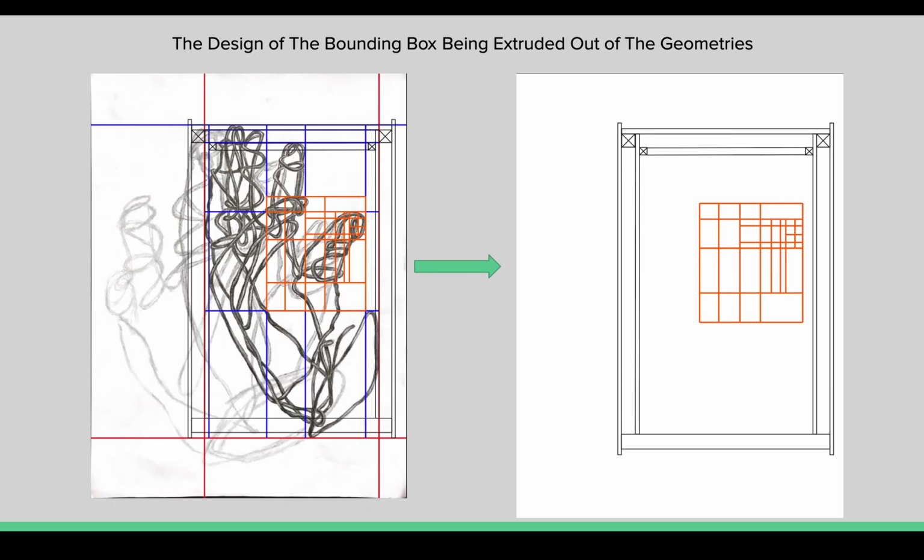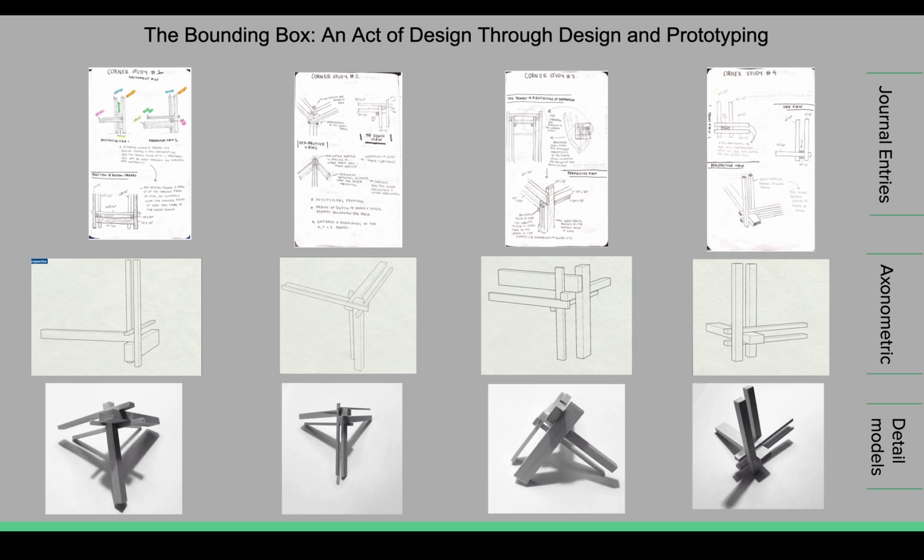I used the geometries that the regulating lines represent to develop the design of the corners of the bounding box. More specifically, the design of the corners are extruded out of the geometries of the thumb to form a relationship between the bounding box and the hand. Using the regulating lines as a reference, I proposed 4 designs for the corners. Each corner design has varying kinds of contrast created by the combination or overlapping of the thicker and thinner pieces of wood that make up the corners.